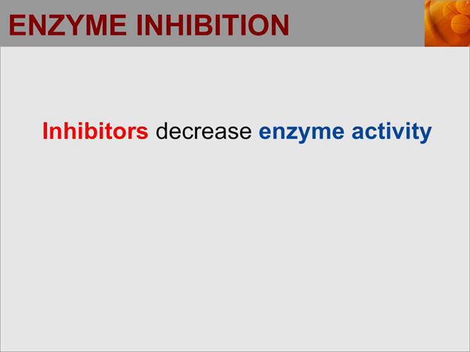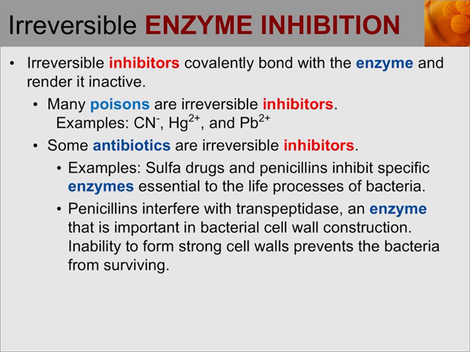Now, before we go, let's talk about enzyme inhibition because this can also affect enzyme activity. There are molecules that can inhibit enzyme activity or even just decrease enzyme activity. And there are two types of enzyme inhibition: irreversible inhibition and reversible inhibition.